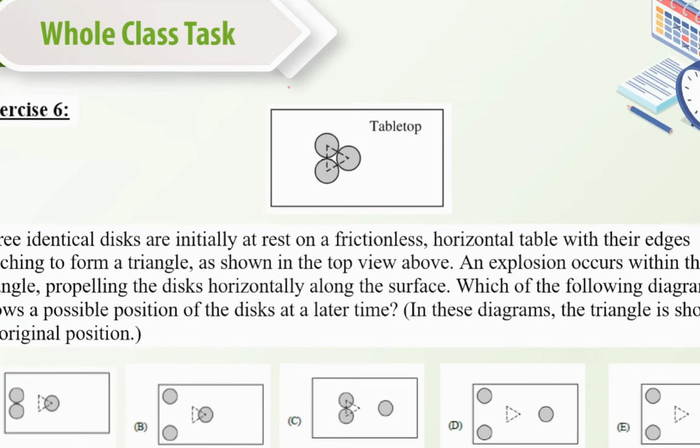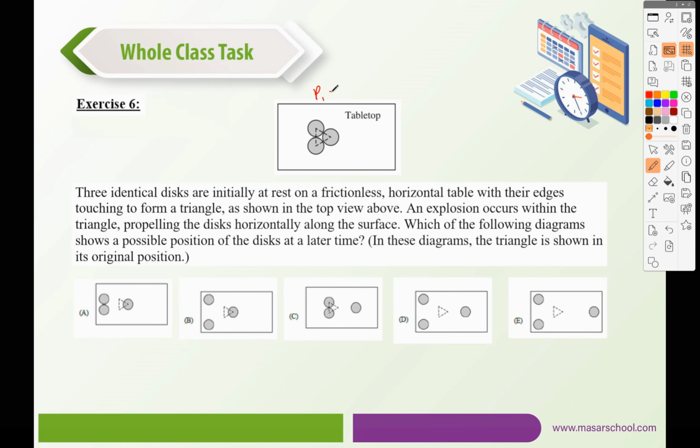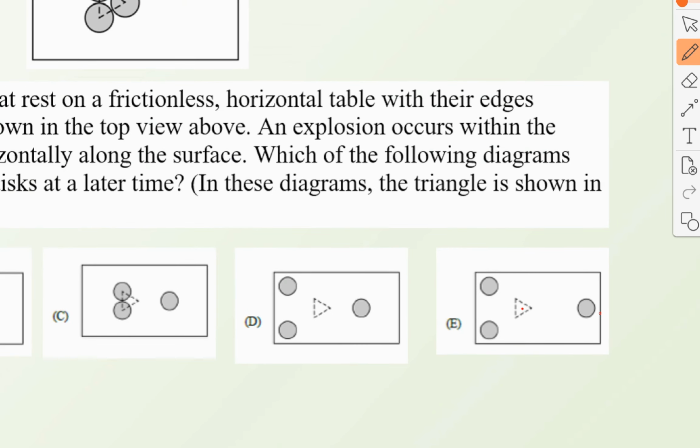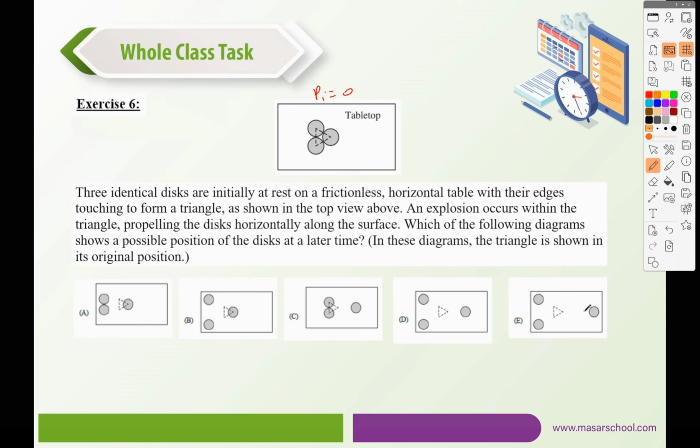So initially the total linear momentum of the system is 0, which means that after the explosion, the linear momentum of the three disks should sum up to 0. Now the one which is true is E. Let me explain why. This fragment initially was at this point and it moves to this point, which means it has a linear momentum to the left.